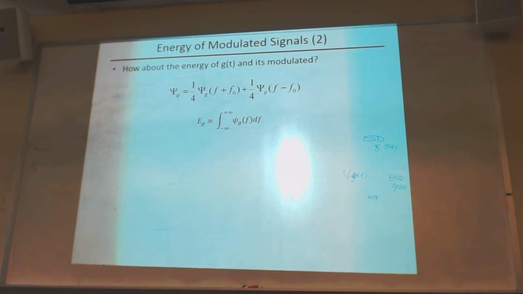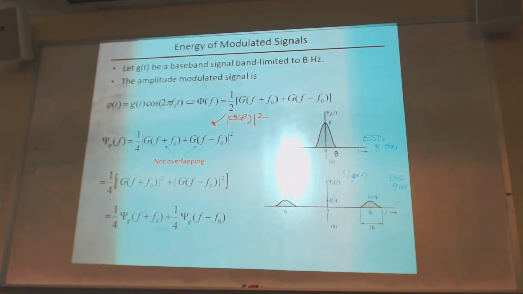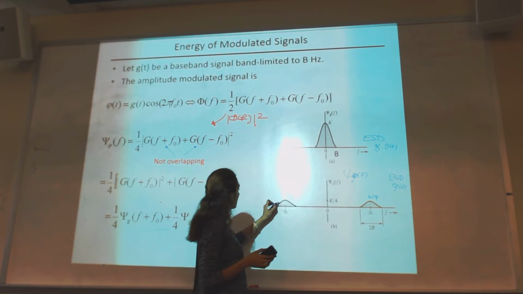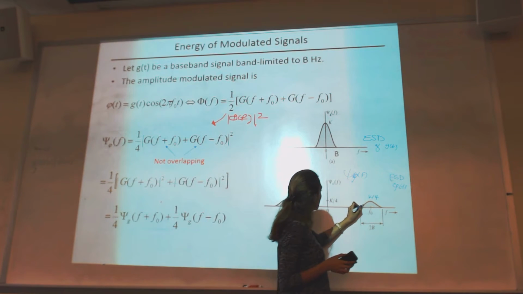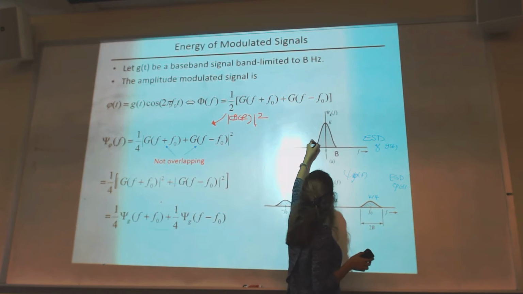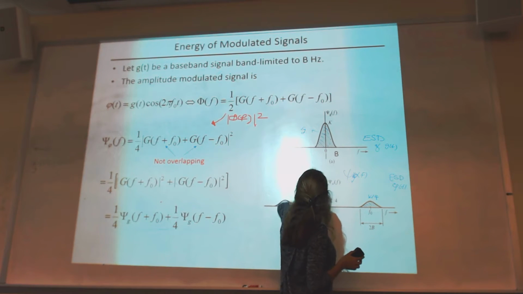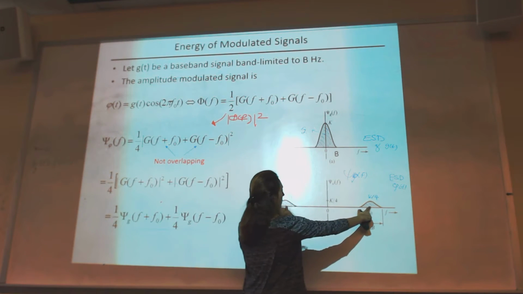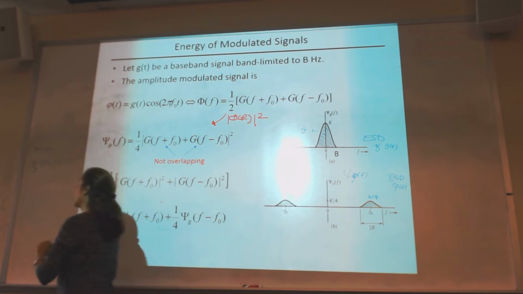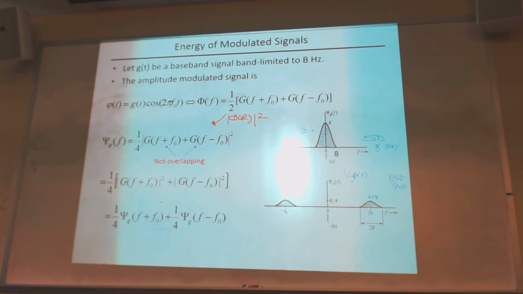Now how about the energy? This is ESD. How about the energy? For energy, you have to take the integral. The energy, so let's look at, this is EG, and the total of this is EF. What do you think would be the relation of the energy? They're equal. How about if you compare just these two? This is K, this is K over 4.